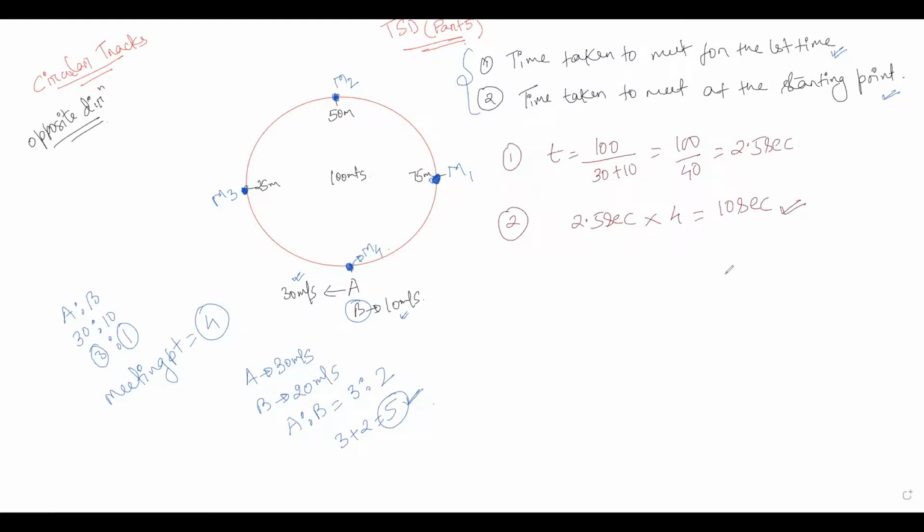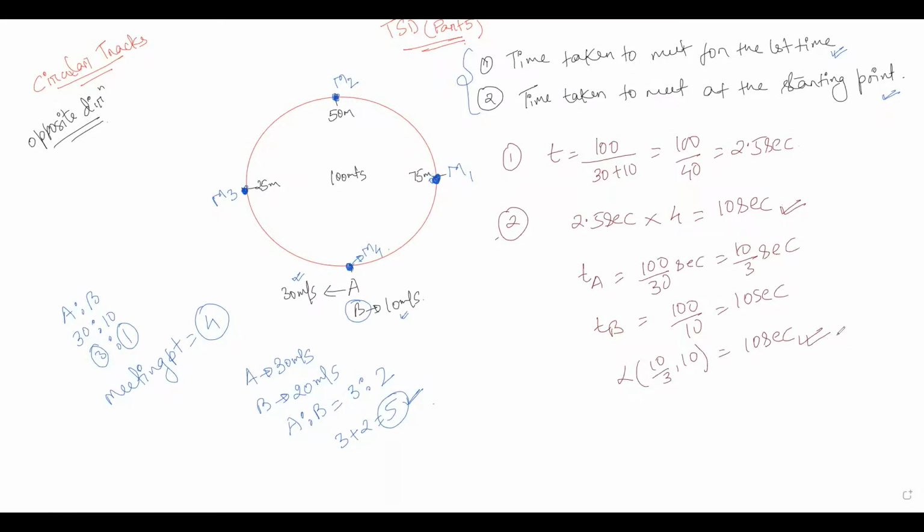Now, just like in the previous case, that is when they were traveling in the same direction, we can also find the time taken to meet at the starting point simply by taking the LCM of the time for each person to complete the track individually. So the time taken by A to complete the track would be simply 100 upon 30 seconds, which would be 10 by 3 seconds. And the time taken by B to complete this track would be 100 upon 10, that is 10 seconds. So the LCM of these two times would be again 10 seconds.